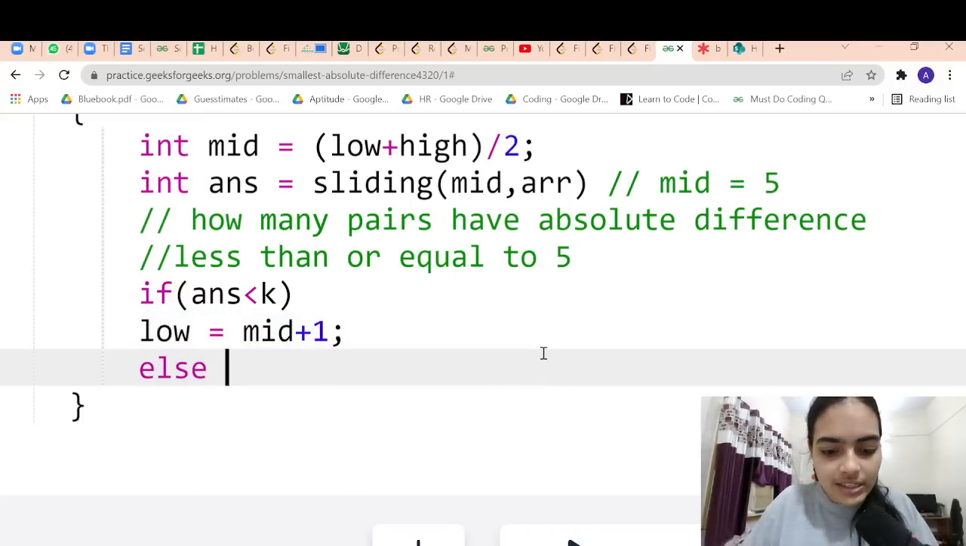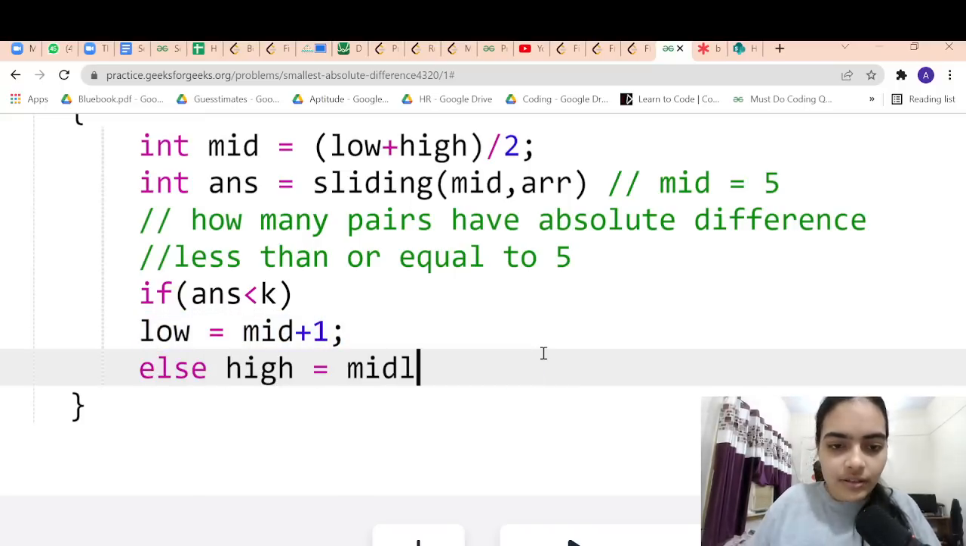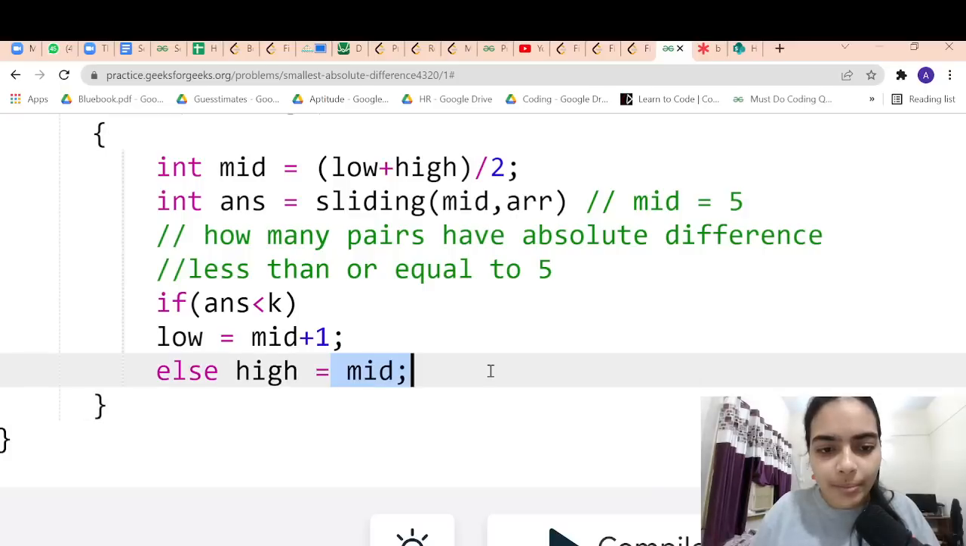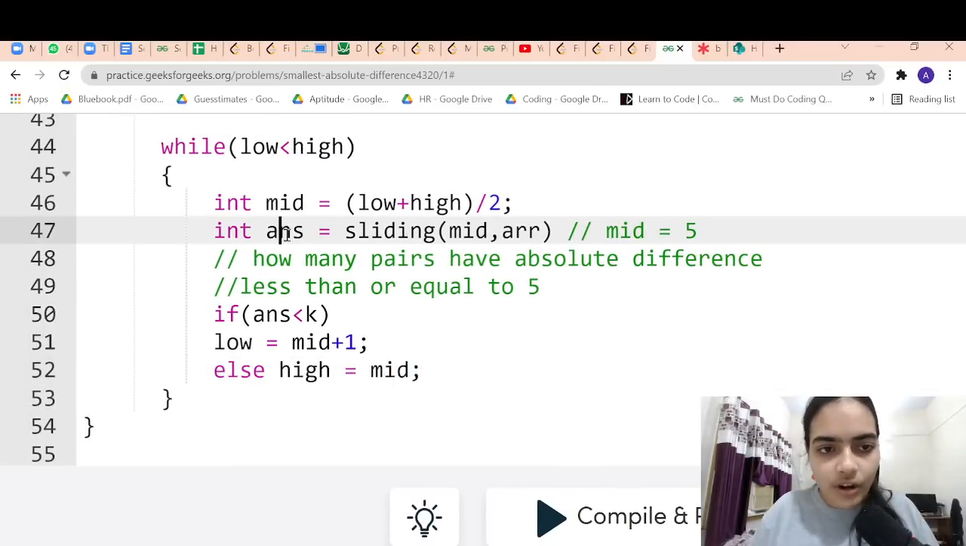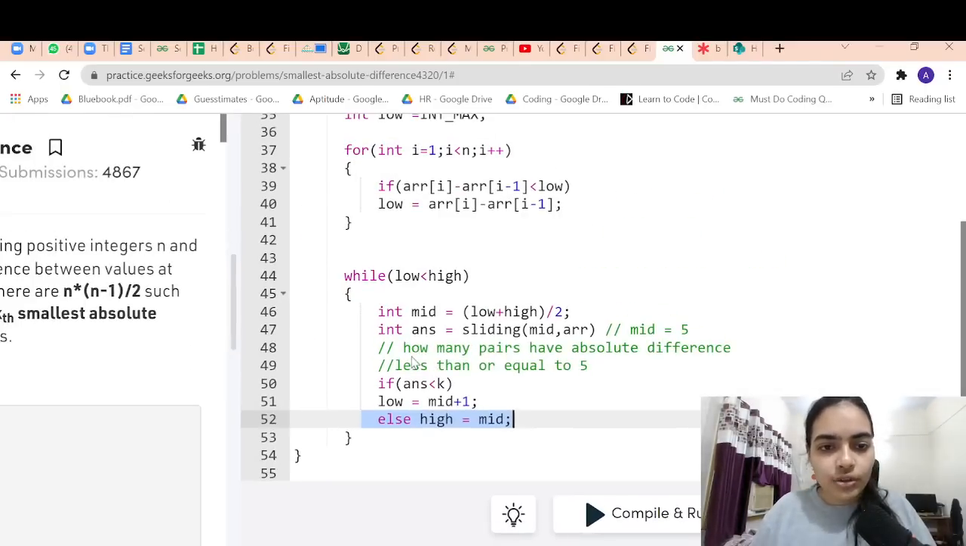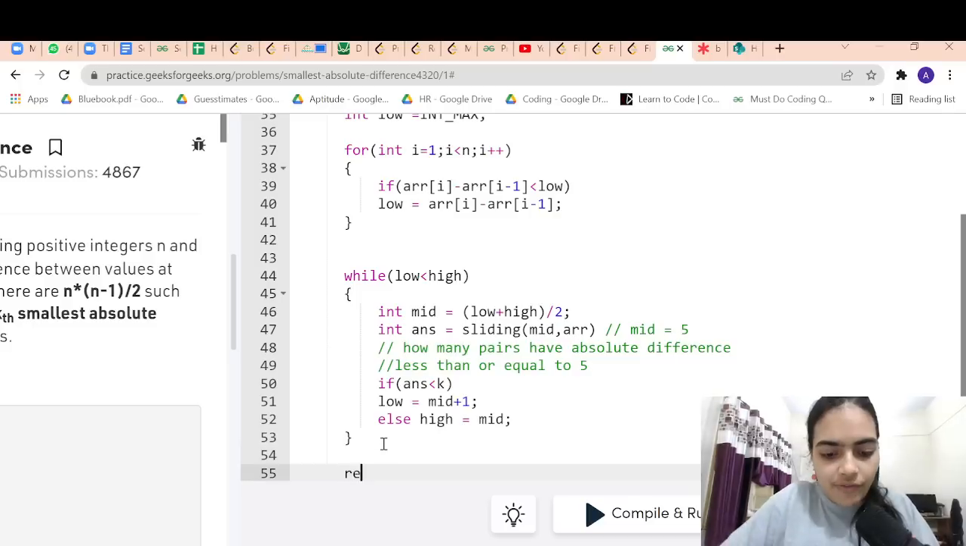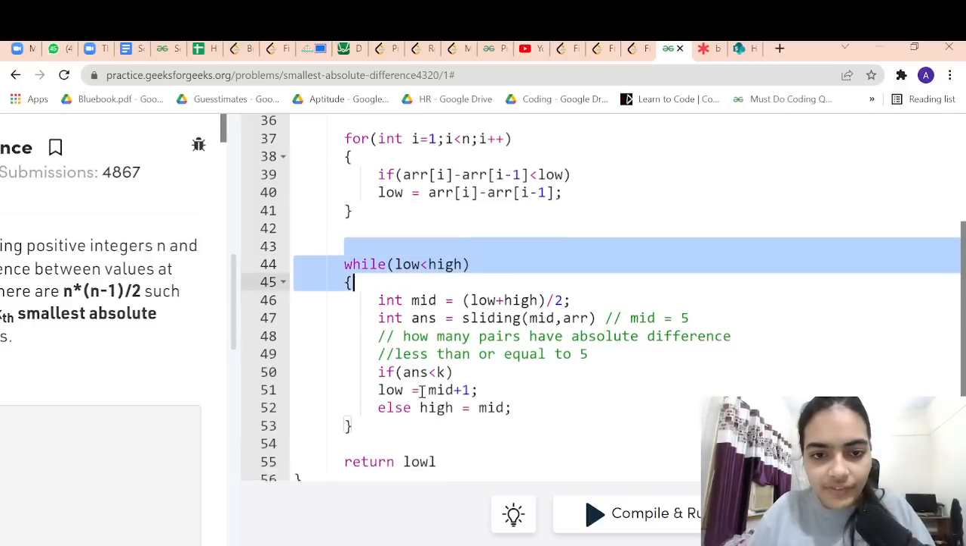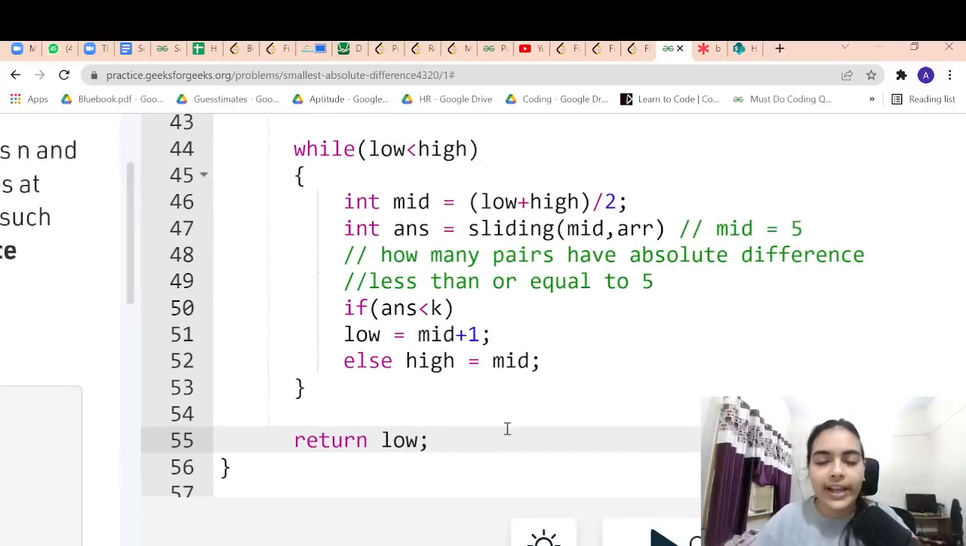Else, if you find the answer greater than or equal to k, then your high value can be mid. It can be this answer, or you can try to find a better answer. So that's what we do. This is the simple code, and after this we can just return. Low will become equal to high when we exit this, as we saw in our full example. In our example 8 was the answer, and we'll return 8.